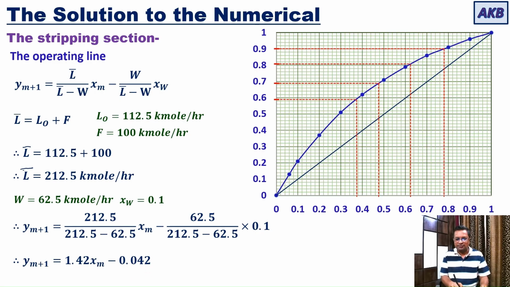So this is the equation of this form: y_{m+1} is a function of x_m for the stripping section, and now we are going to use this equation in our calculations for the stripping section.